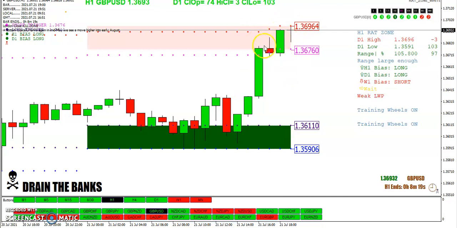Now, it's time for the red rats. So you just wait, and if this candle goes to the red, then you might want to short. We've got the range is large enough.